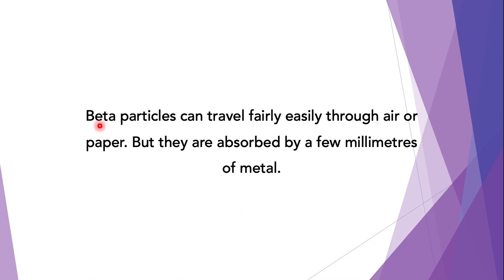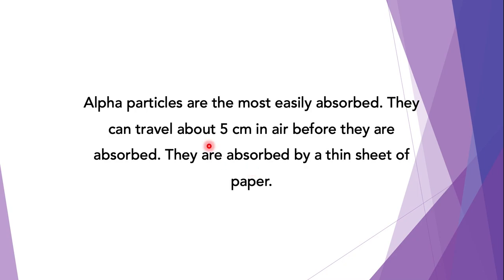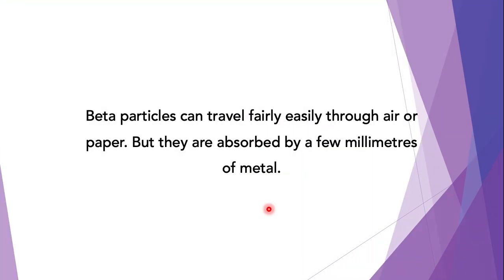But for now, we should know that beta particles can travel through air or paper, but they do get absorbed by a few millimeters of metal. And alpha particles can travel about 5 cm in air before they are absorbed, and they can be absorbed by a thin sheet of paper. Then we have gamma radiation.